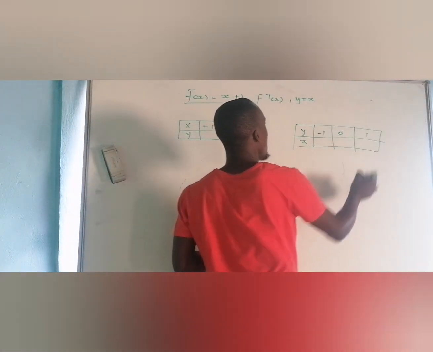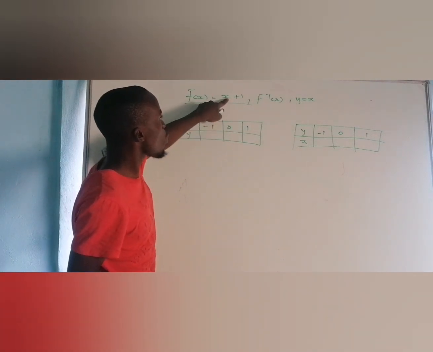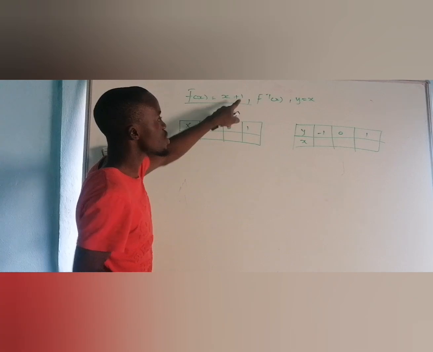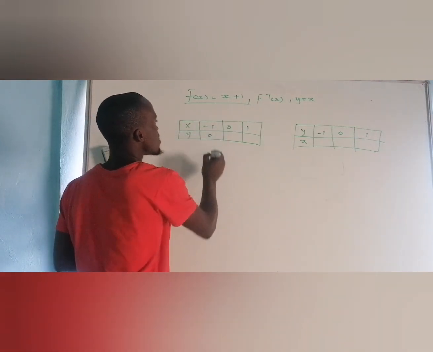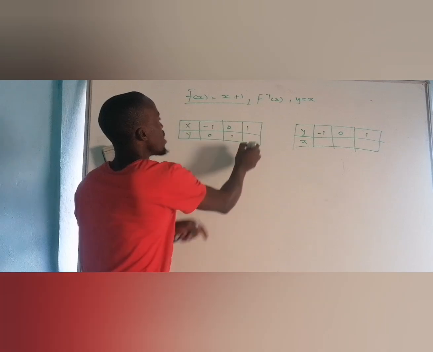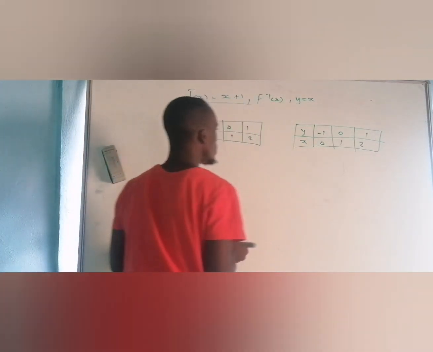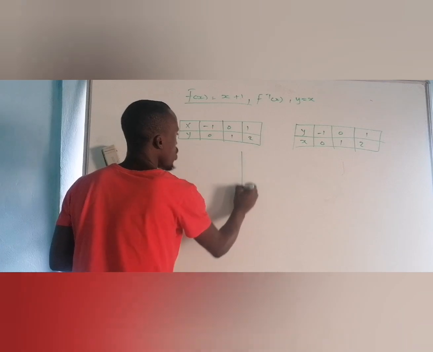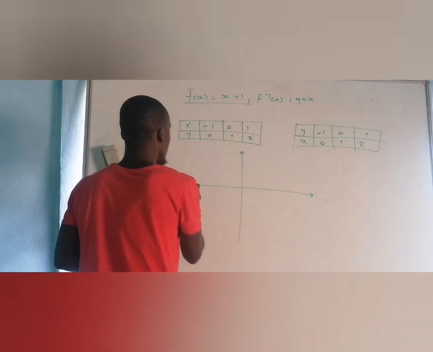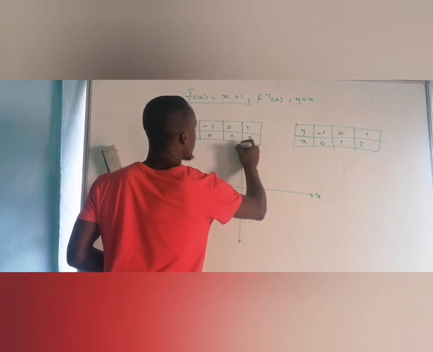-1, 0, 1. Then these are x values. Therefore, since where there's x, you put -1. Therefore, -1 plus 1, it will be 0. 0 plus 1, it will be 1. 1 plus 1, it will be 2. Even here it's 0, 1, and 2. Therefore, I have to draw that original graph with its inverse and the line y equals x.